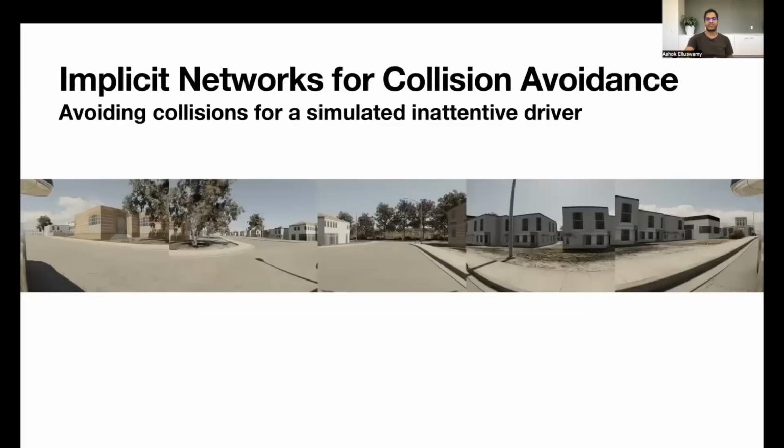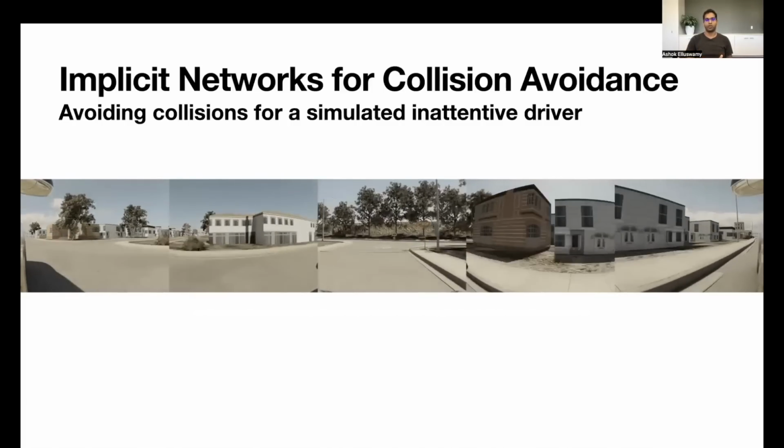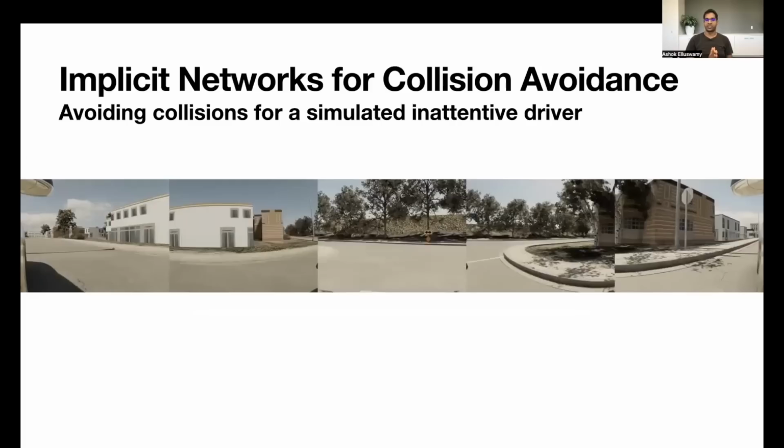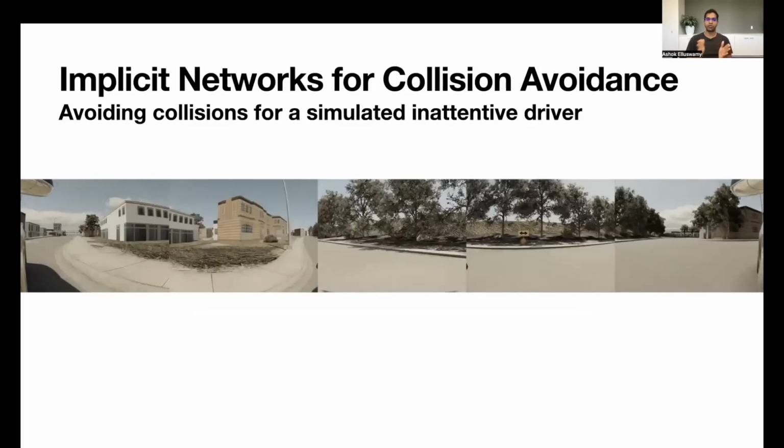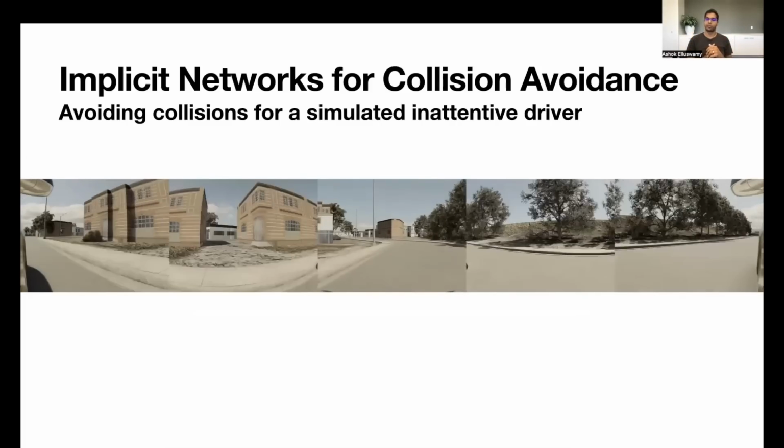When you simulate this in closed loop, you can also see that the car is able to avoid collisions. Here, the regular autopilot system is not running. This is just the collision avoidance system running on top of a simulated human driver who's not paying attention.